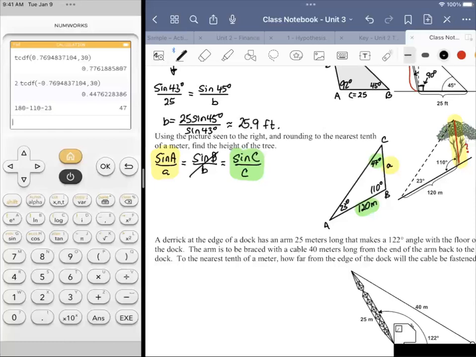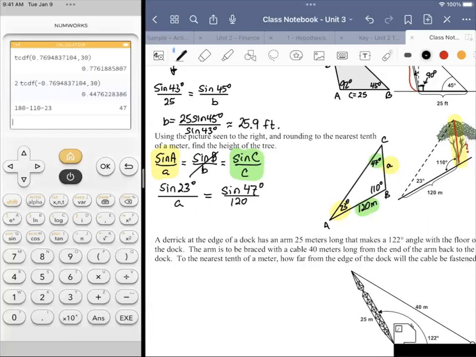I can now isolate it down so I only have one variable, right? So sine of angle A is, I'll use a highlighter, 23 degrees. Side A is unknown. Angle C is 47 degrees, so sine of 47. Side C is 120. The units are meters.